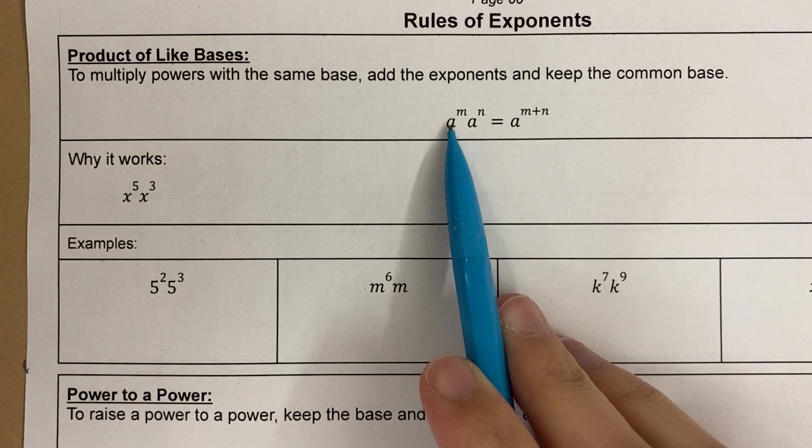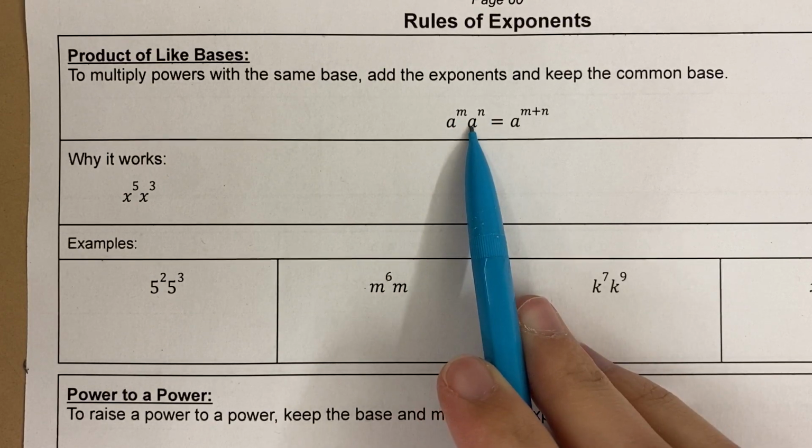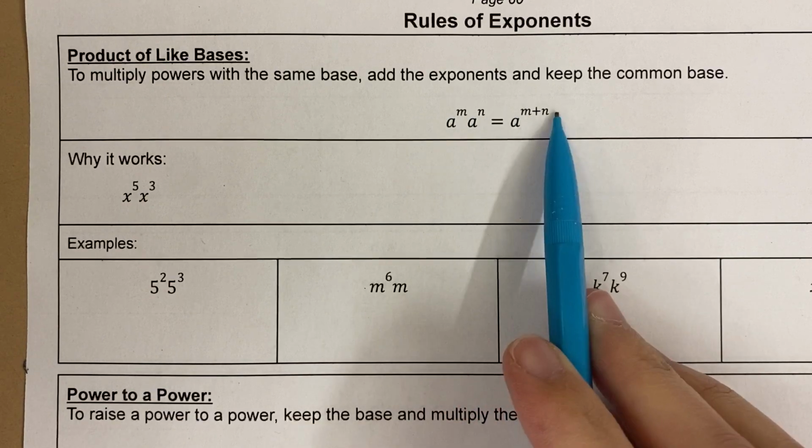So let's say I have x to the second times x to the fifth. Those have the same base because they both have a base of x. And what would I do? I would just add the exponents.